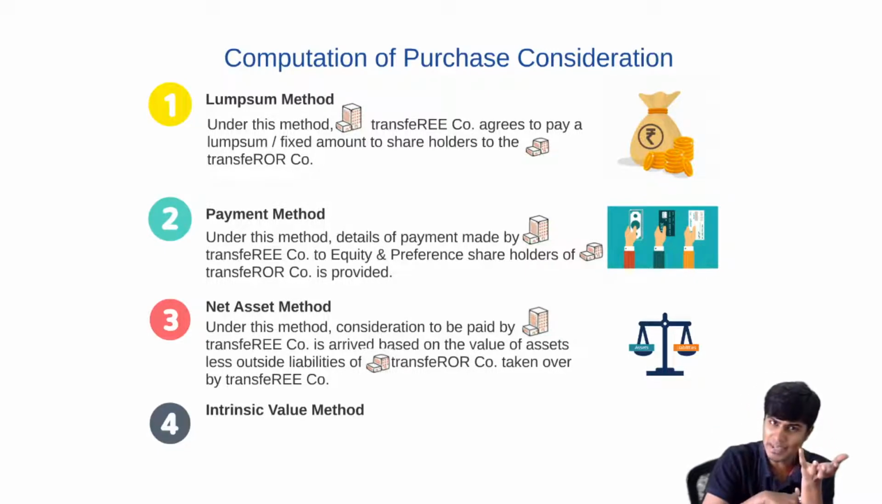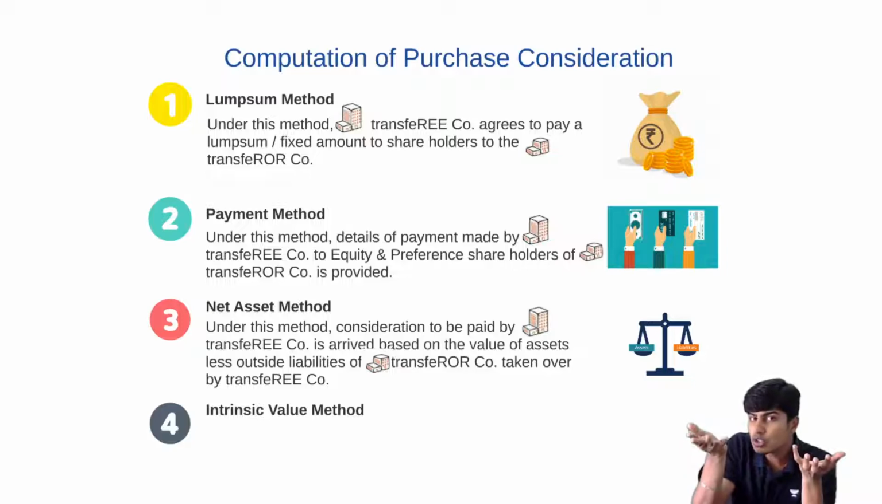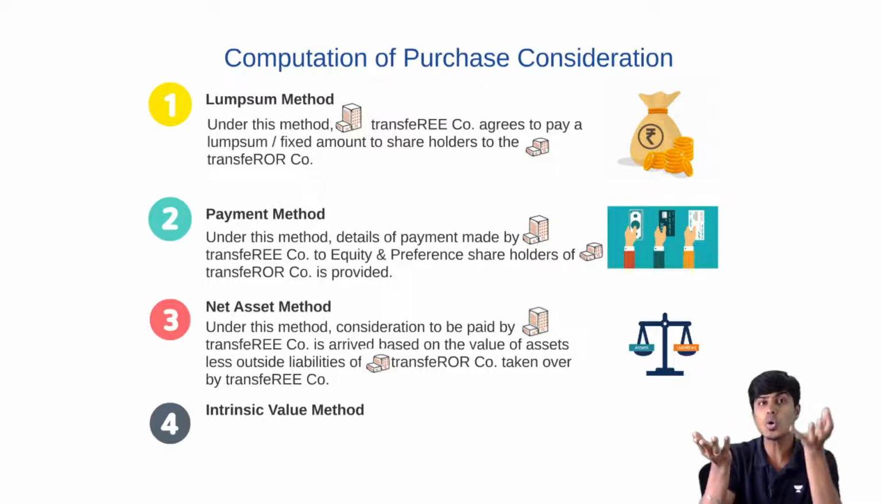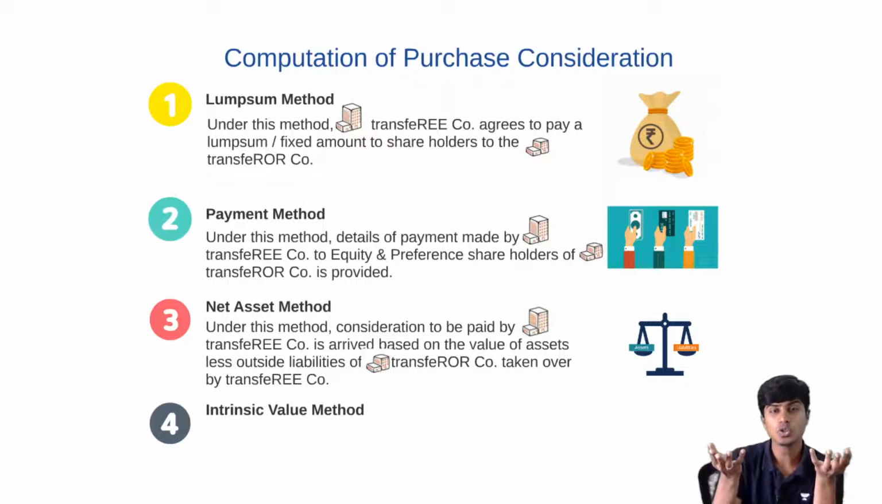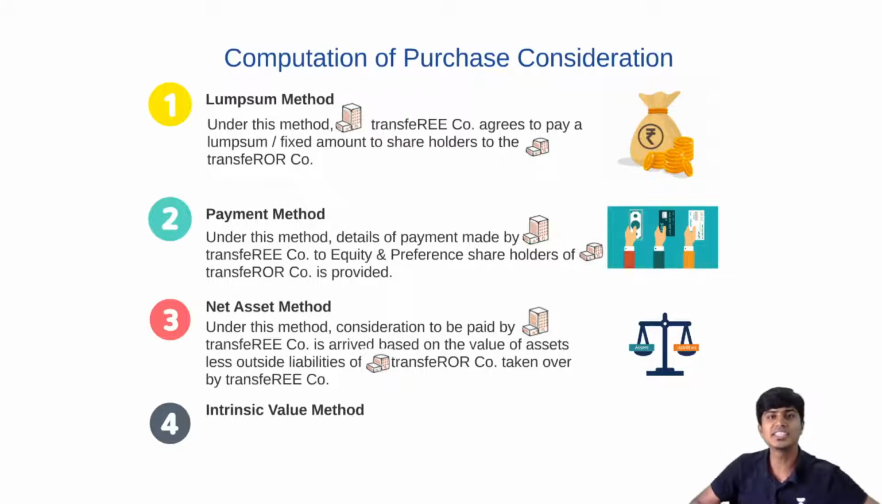If transferee company's each share is 1000 rupees and transferor company's each share is 500 rupees, then 2 shares of transferor is equal to 1 share of transferee. 500 per share into 2 shares is 1000. 1 share of transferee is 1000 into 1 is 1000. So for every 2 shares held in transferor company, we give 1 share in transferee company. This is the intrinsic value method.